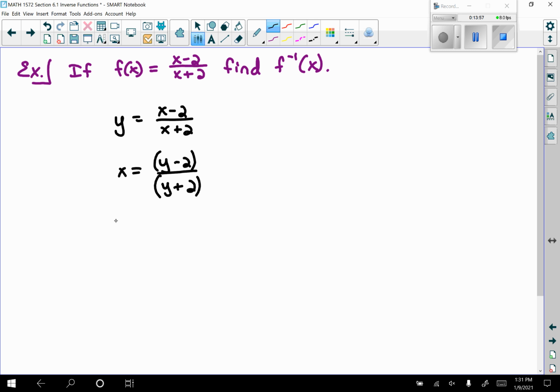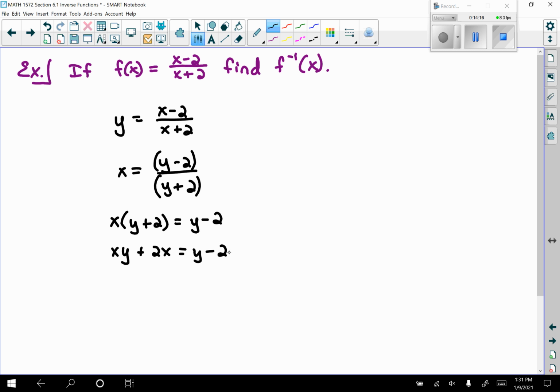So in doing that, I'll get x times the quantity y plus 2 is going to equal y minus 2. I really don't need the parentheses over here. What I want to do next, I want to be able to combine all my y terms on one side. So I need to distribute this x here. So we're going to get xy plus 2x is going to equal y minus 2.